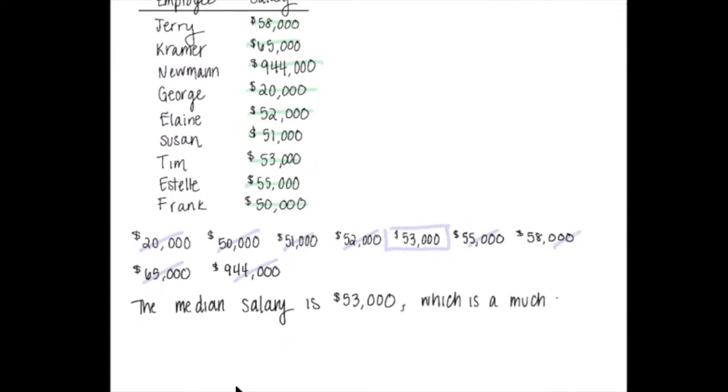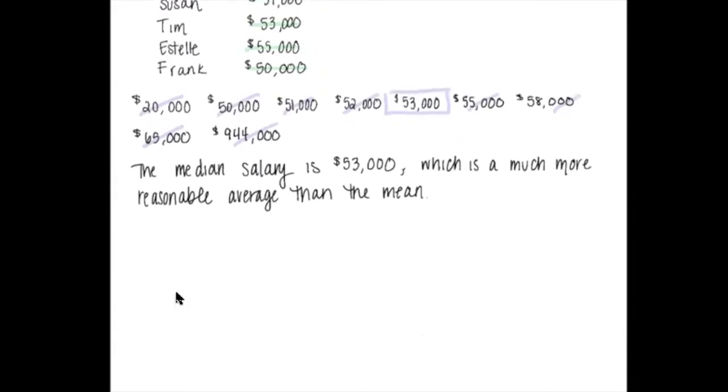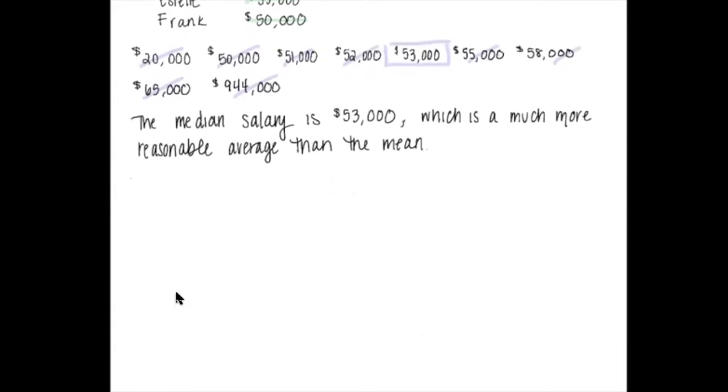Which is a much more reasonable average than the mean. Okay. So much, much better off. So we've got two more types to go over. The next one is our mode, which is a lot like that modal class. It stands for the most.